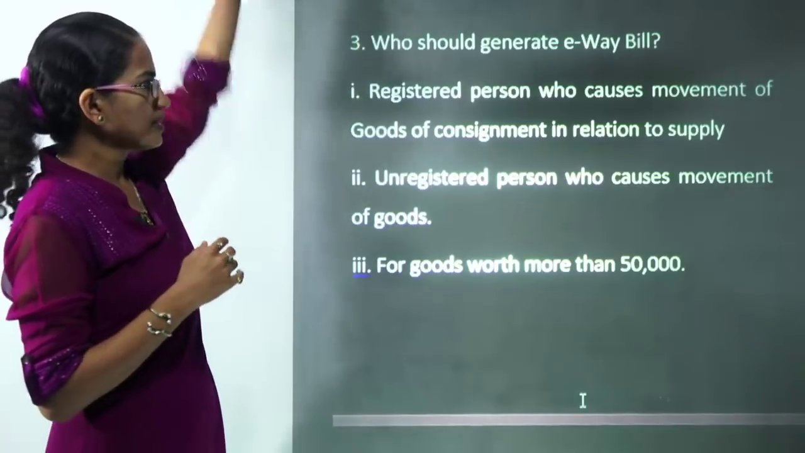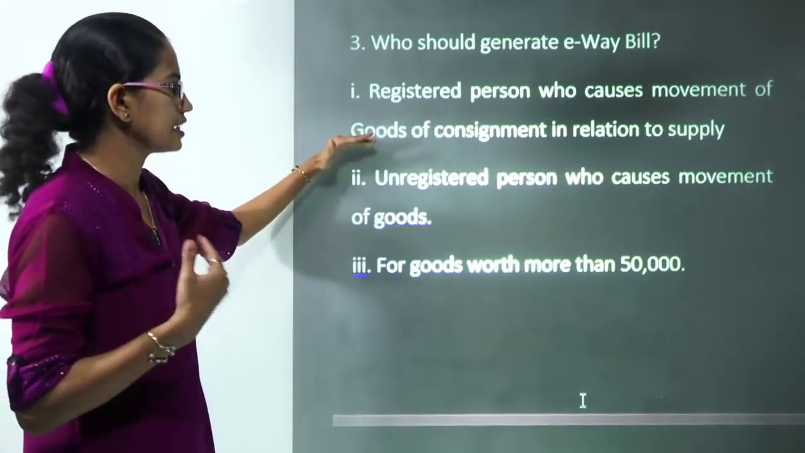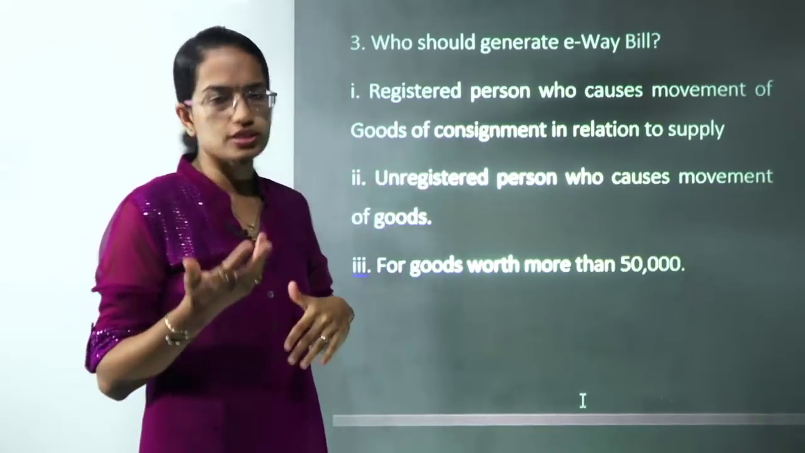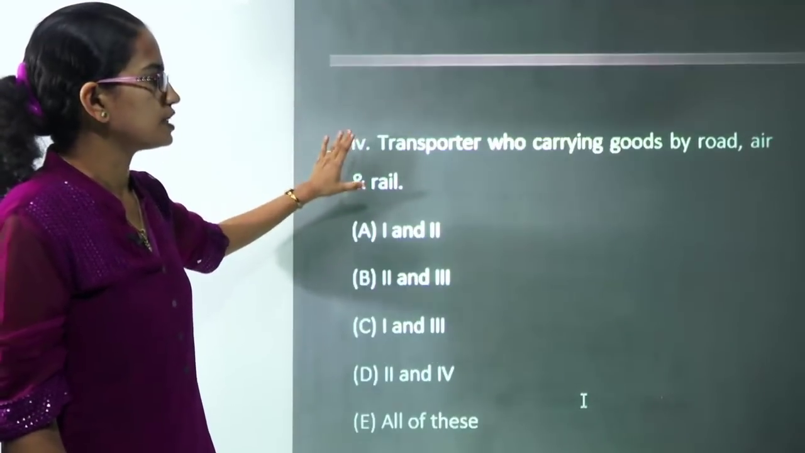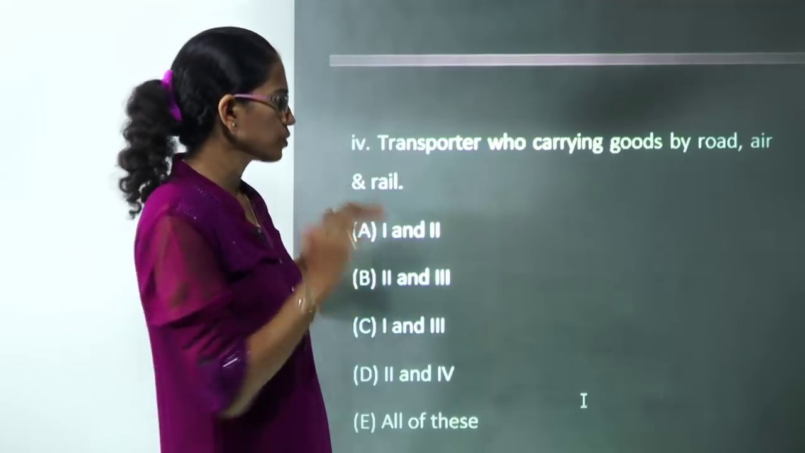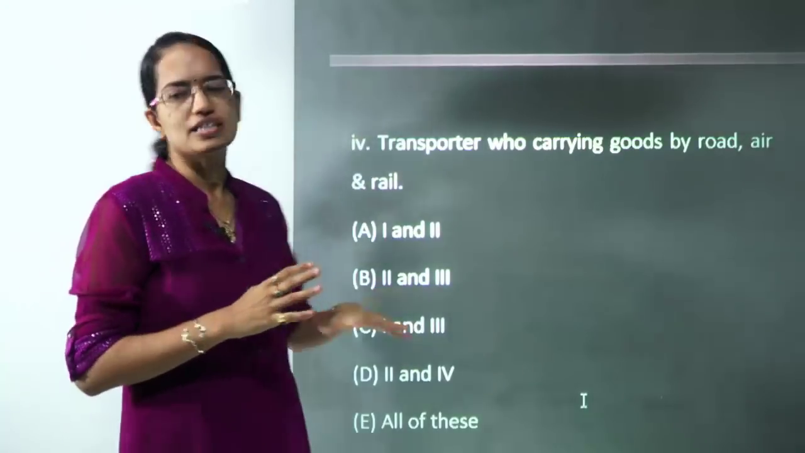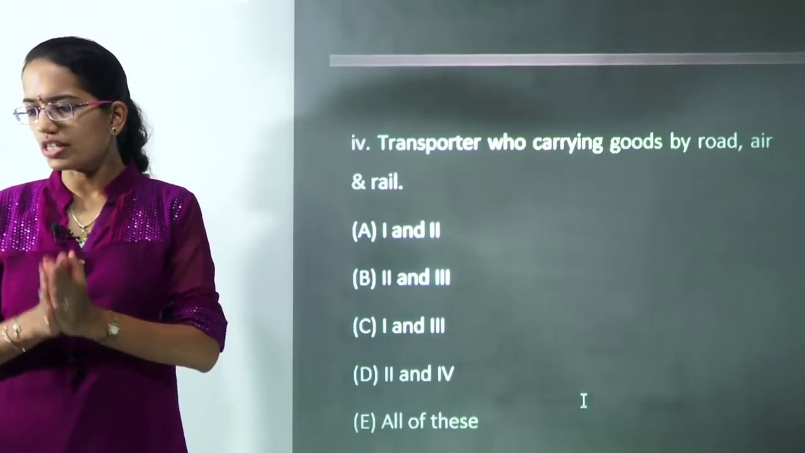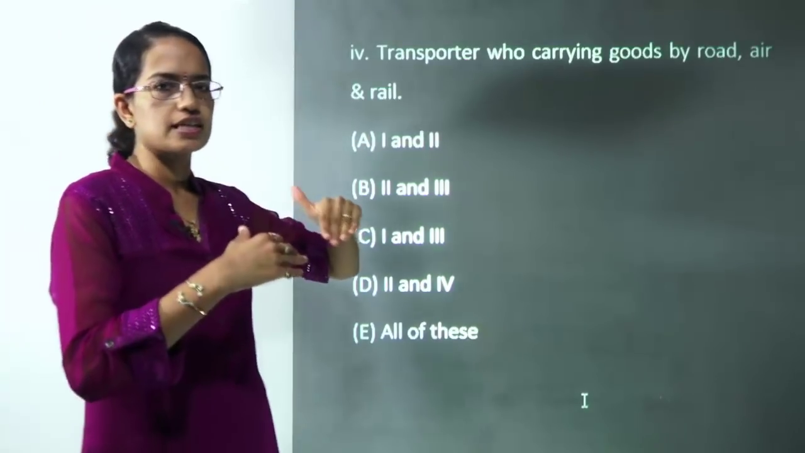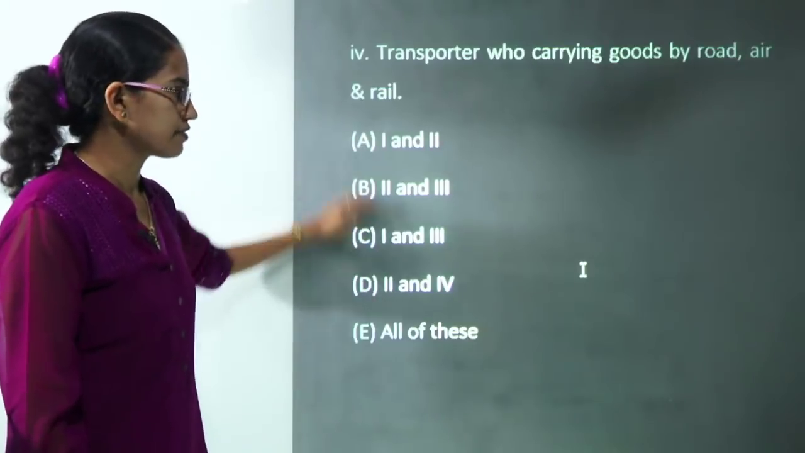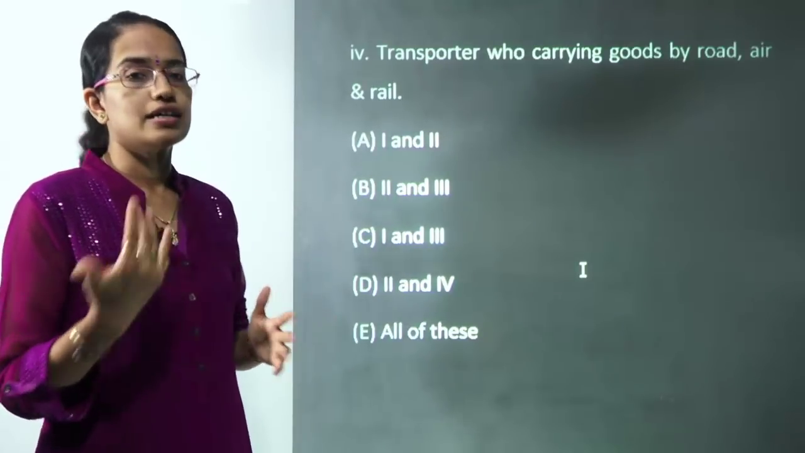Okay, so you have who generates an e-way bill? The registered person who causes the movement of goods and consignments. That's correct. An unregistered person who also causes the movement of goods is again correct, for goods worth more than rupees 50,000, and a transporter who is carrying goods by road, rail and airways. So all of those are the correct statements here. So for the third question, you have all of these as the correct answers. You have statements given, and based on that you have to select which of the following are correct. This is the typical pattern that's usually asked for your UPSC, but is highly predictable for your NET as well.